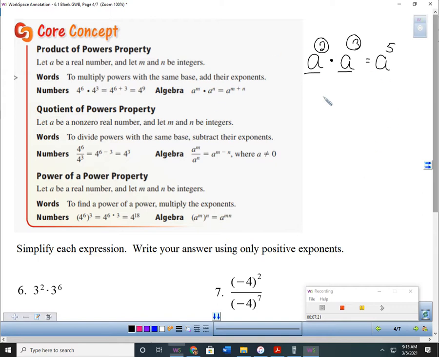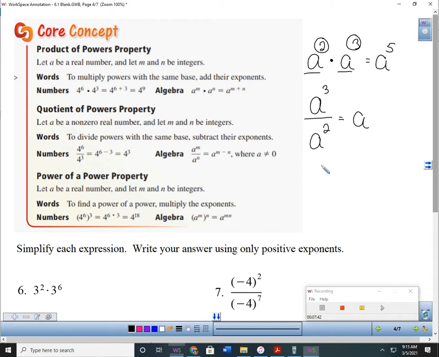All right, same thing goes when you're dividing. So if I had a to the third, and I divided that by a to the second, instead of adding my exponents, I will subtract. So I would do a, and you always do the top one minus the bottom one. So 3 minus 2, which is just 1. I wouldn't put anything there, right?